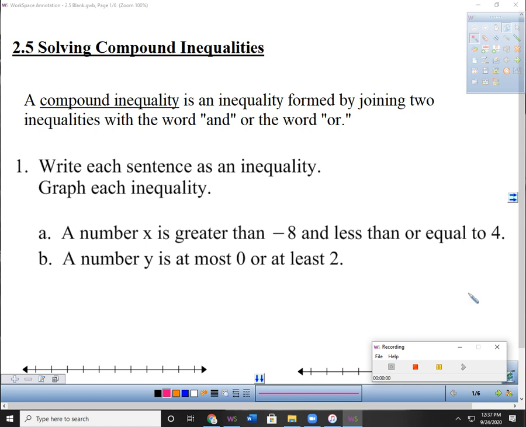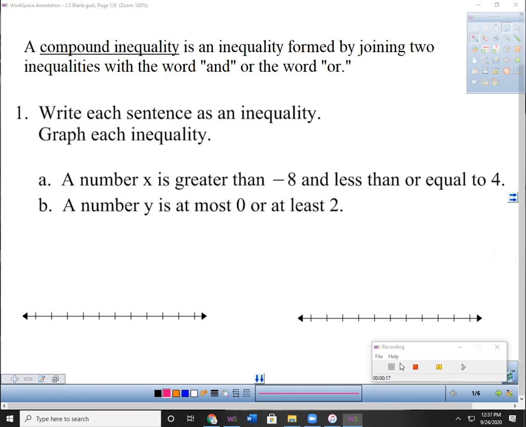Alright, so we're talking about compound inequalities today. A compound inequality is an inequality that's formed by joining two inequalities with the word and or the word or. Okay, so we're going to be given a sentence, we're going to write that inequality, and then we'll graph it on the number line provided.